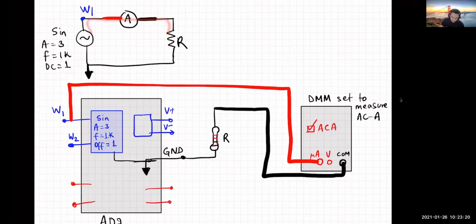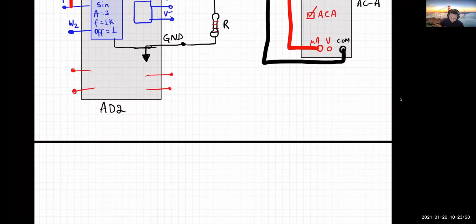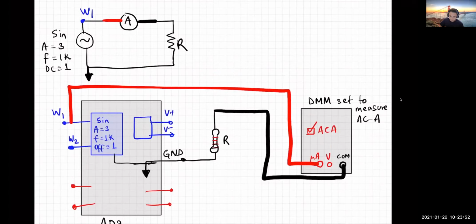But you want to measure the current, so instead of going directly to the resistor, we'll go through the ammeter to the resistor. So you'll connect waveform 1, W1, to the positive end of the ammeter. The negative end of the ammeter can then go to the resistor. And then the resistor connects back to the common ground of the AD2. So that's how you can build the circuit. All right, any questions?